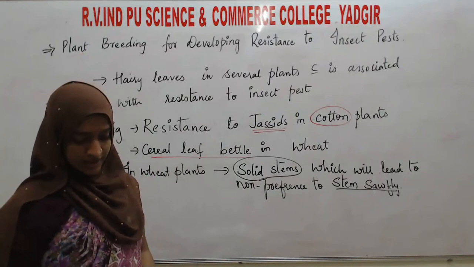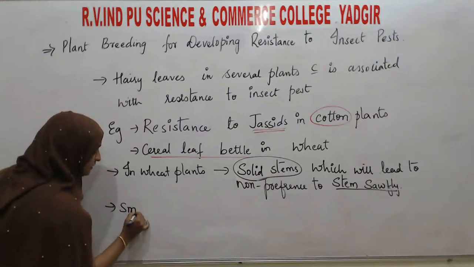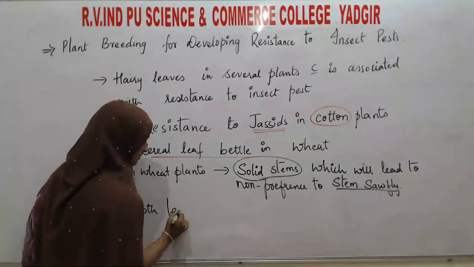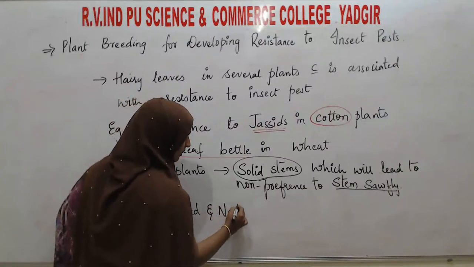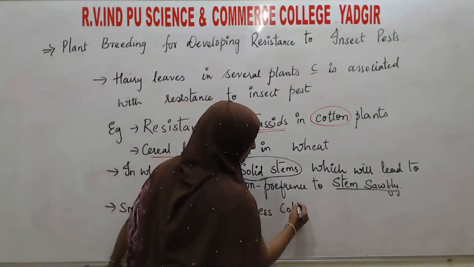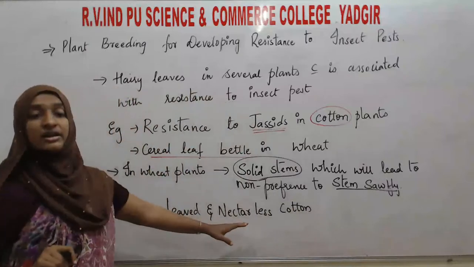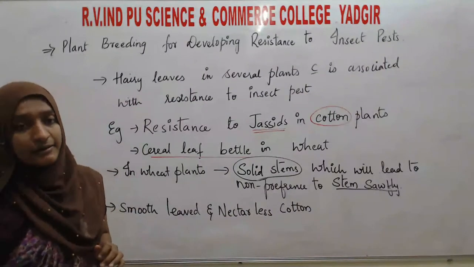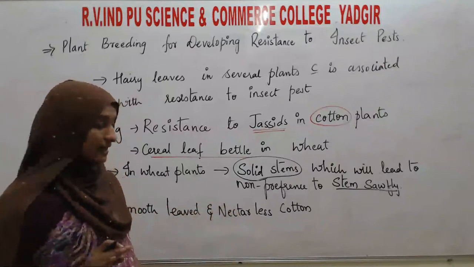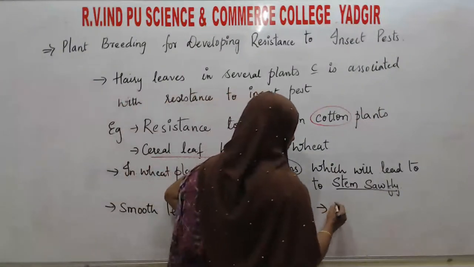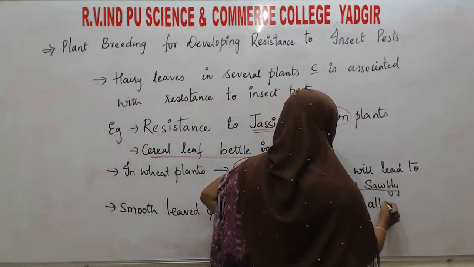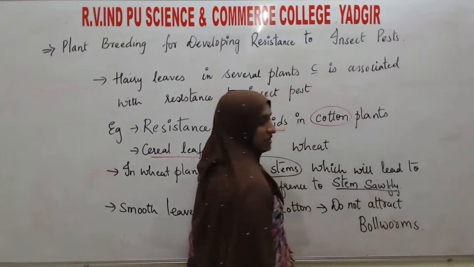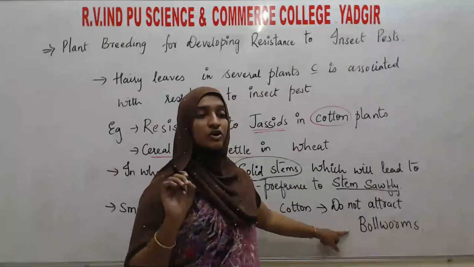Then one more is there, smooth leaf and nectarless cotton. This also comes under the physiological character, that is the smooth leaf and nectarless cotton. The leaves will be smooth and the flowers that produce the cotton should not have any nectar. Okay, so that's why they will not attract. See, smooth leaf and nectarless cotton do not attract bollworms. This is specifically meant for damaging what? Bollworms are specifically meant for damaging the cotton plants.